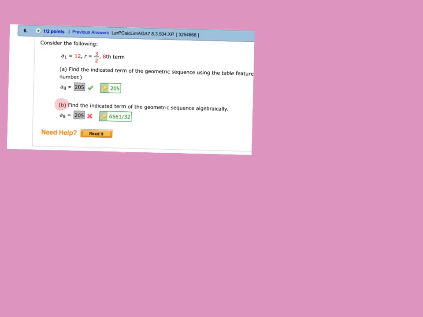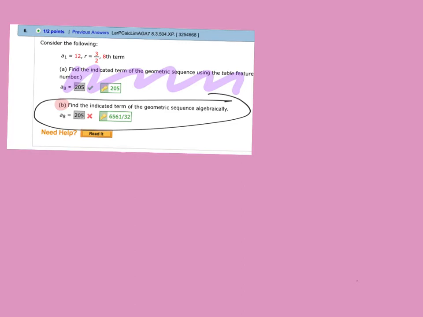All right, so this was 6 from homework. It said consider the following: A1 equals 12, R equals 3 halves, and you want to find the 8th term. And it said find the indicated term using a table feature, which is fine to learn how to do, but you won't have your calculator for that part of the quiz. And if I do split your test, you wouldn't have it, so just keep that in mind. You want to know how to do it algebraically, which is basically how we've been doing it.